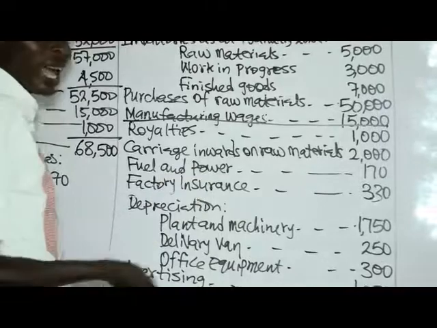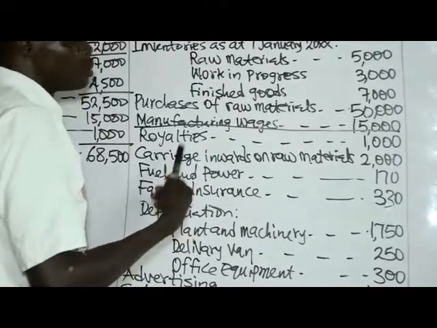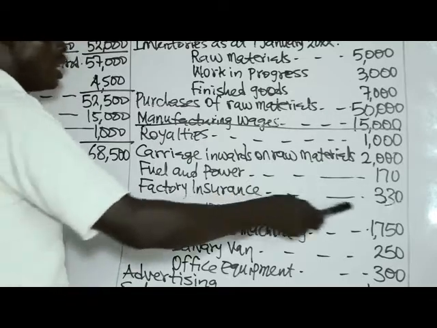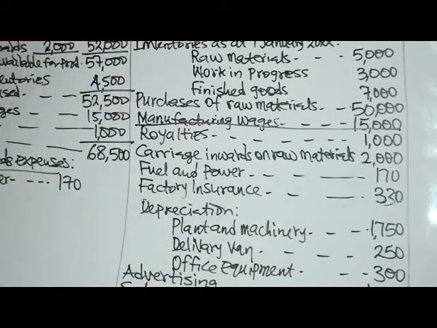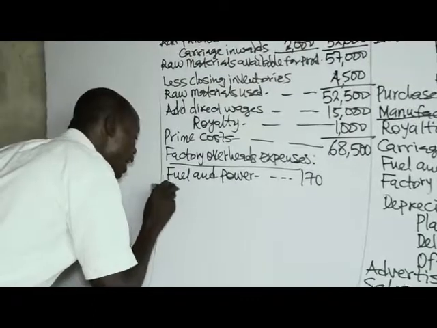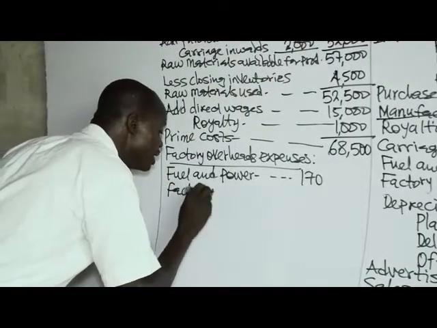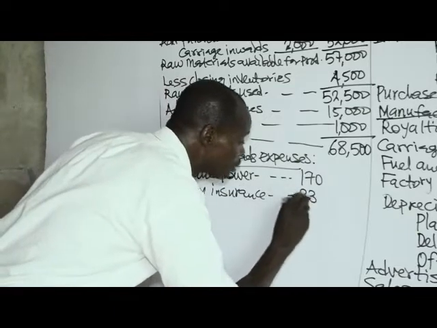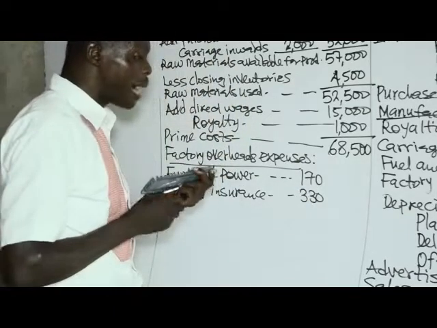But if you see insurance in the question, you know that it is an administrative expense. But because this one carries factory, that is why it will be treated as an overhead. So we have factory insurance of 330. Now back to the question.